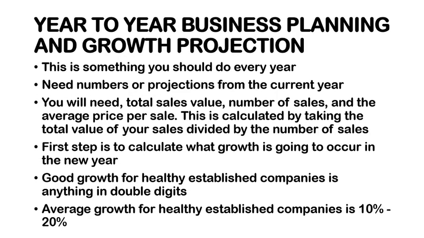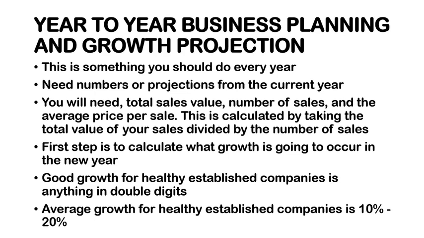Okay, let's look at the year-to-year business plan and growth projection. And this is something you should do every year. You need numbers from the current year to do your projections for the next year. What you're going to need is your total sales volume, your number of sales, and your average price per sale. This is calculated by taking your total sales divided by the number of sales you have, which gives you your average sell price per sale.